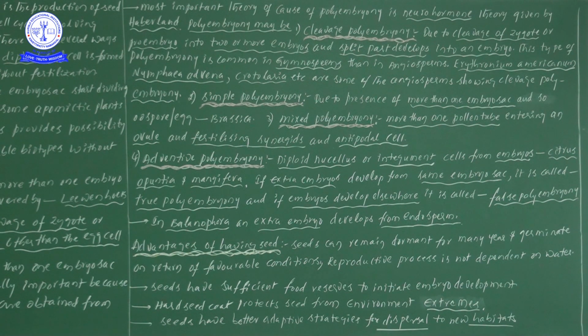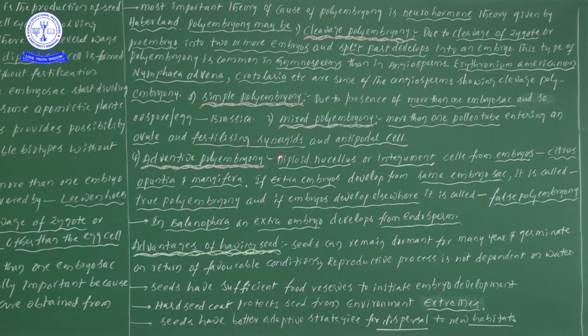Next, mixed polyembryony. Mixed means both male and female involvement, so look carefully. More than one pollen tube entering is the mixed polyembryony condition. When more than one pollen tube enters an ovule and fertilizes with synergids and antipodal cells, different pollen tubes come and move towards the ovule, and they are not fusing only with the egg cell, but with synergids as well as antipodals. So we can see the development of a polyembryony condition, the mixed one.